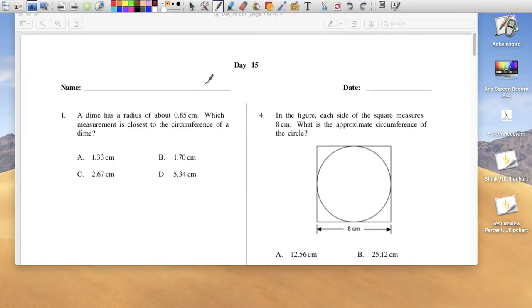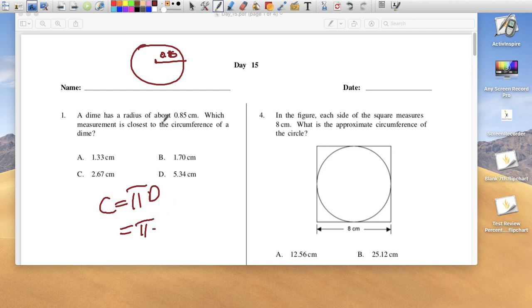Okay, so we're doing diameter. The dime has a radius, so here's my circle. Here's the radius, 0.85 centimeters, and we want the closest circumference. Circumference equals pi times d. If the radius is 0.85, the diameter is going to be 1.7. It's not in terms of pi, so you actually have to multiply 1.7 times pi, and you get 5.34, which is closest to this one. Not that bad.